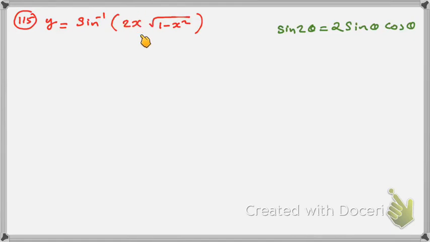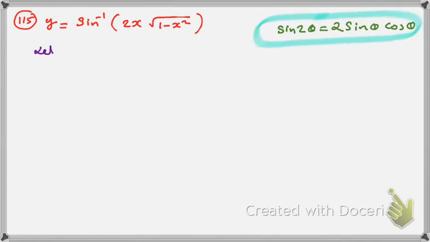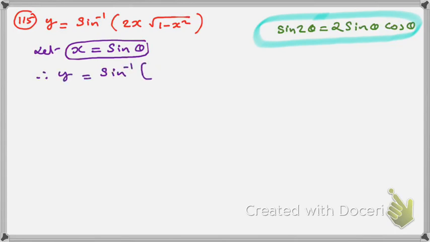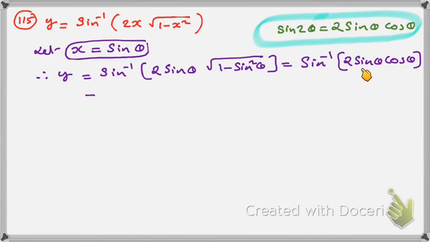So what I'm planning to do is choose x as sine theta. If I choose x as sine theta, this will be 2 sine theta into root of (1 minus sine square theta). So I'm going to make that substitution. Let x be equal to sine theta. Therefore my question would reduce to y is equal to sine inverse of 2 times sine theta into root of (1 minus sine square theta). Now 1 minus sine square theta would be cos square theta, and root of that will be cos theta. So that's going to be sine inverse of 2 sine theta cos theta. Now 2 sine theta cos theta according to this formula is going to be sine 2 theta.